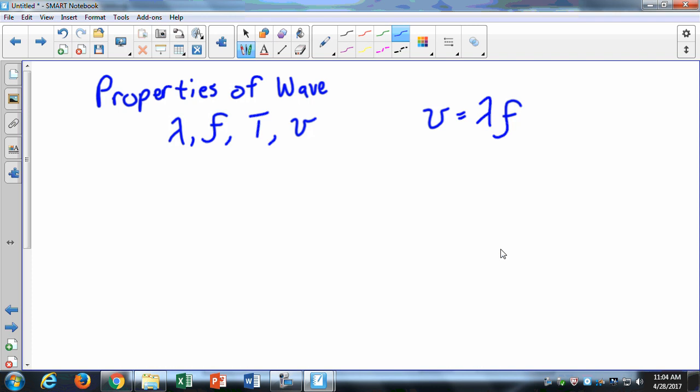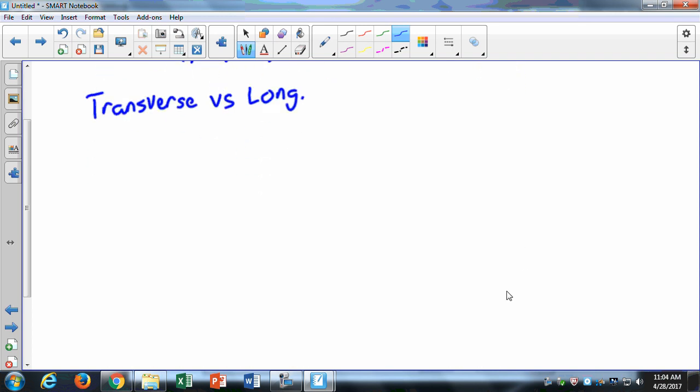Remember, there are different types of waves. Transverse versus longitudinal. It's like the up and down versus the back and forth waves. Don't forget amplitude here as well. That came up in a couple of questions that we're dealing with.